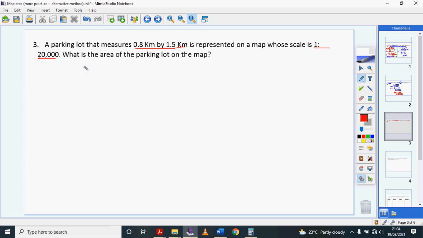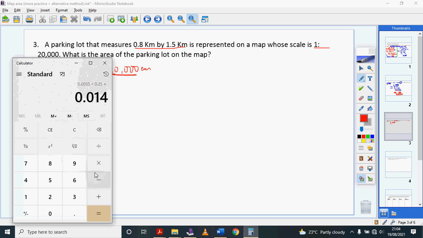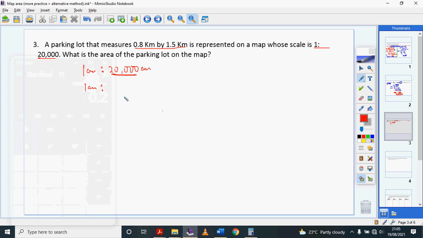So the scale is currently 1 centimeter to 20,000 centimeters, but I want it to compare centimeters to kilometers, so I'll change the 20,000 centimeters to kilometers, and that is done by dividing by 100,000. So 20,000 divided by 100,000 gives you 0.2. So I have 0.2 kilometers. That is simply the linear scale factor or the map scale, just that it compares centimeters to kilometers.